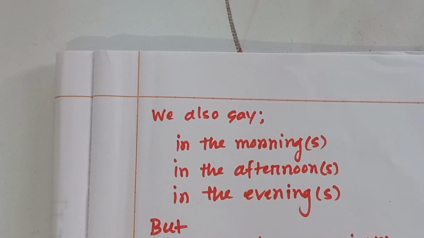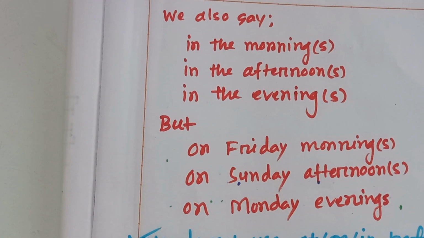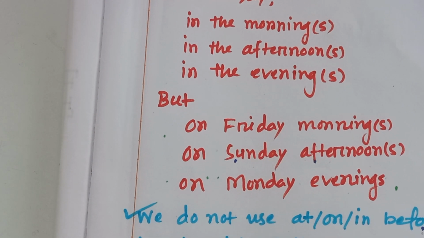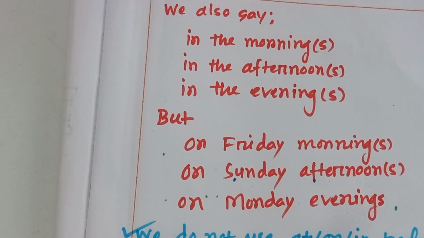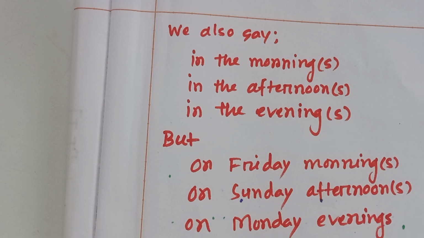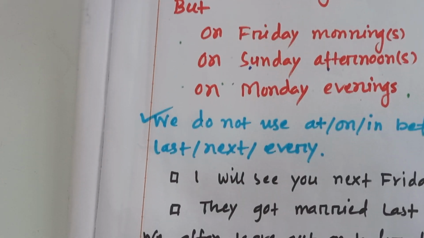Now we will discuss another topic: there are some more expressions. We also say in the morning or in the mornings, in the afternoon or in the afternoons, in the evenings, but on Friday mornings, on Sunday afternoons, on Monday evenings. Morning, evening, and afternoon are longer times in a day, so we use in. But if you use the day with the morning or afternoon, then you use on. For example, on Friday morning, on Sunday morning, on Monday afternoon, and many more.